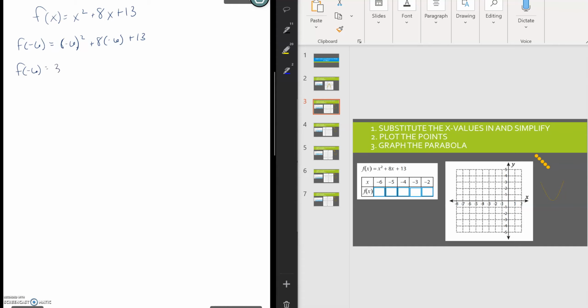(-6)² is positive 36. 8 times -6 would be negative 48, plus 13. I'm going to combine my positive numbers, so 36 plus 13 would be 49. These are just adding strategies. 49 minus 48 would be a positive 1. So when our x value is -6, our y value is a positive 1.